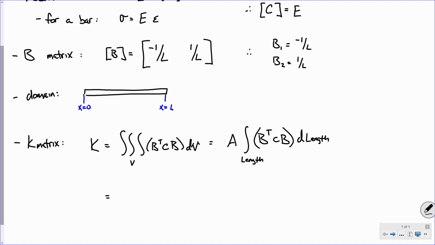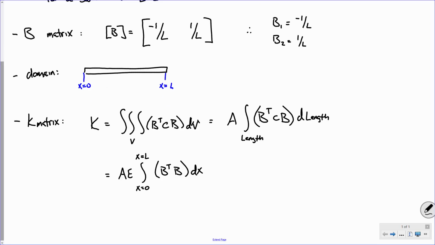Now, let's do a couple things right here. What is C? Is that a matrix or is it just a value? It's E, right? Is E a constant? It's just a number, right? What can I do with numbers? Pull them out, right? Okay? So I propose to you that we can say that this is AE times the integral from x equals 0 to x equals L of B transpose times B dx. Everybody all right with that?